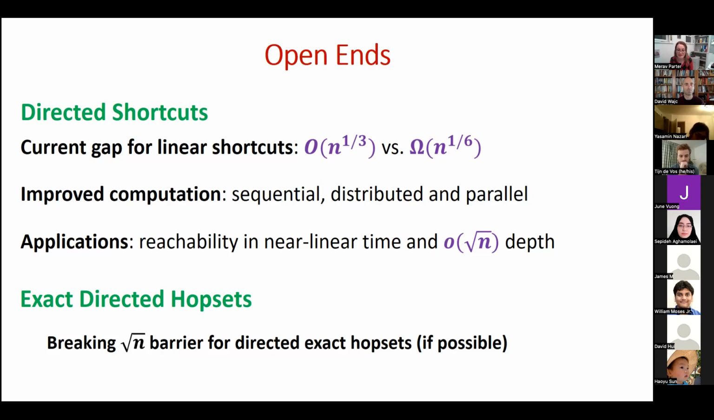There is one structure for which we didn't break the square root n barrier, and this is the exact offsets, okay? So only when we settle for 1 plus epsilon approximation, we can break it. But if you consider exact offsets, the folklore algorithm is still the best that we have. So it will be super interesting to try and handle that one too.